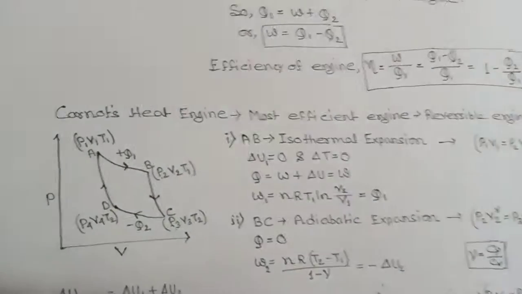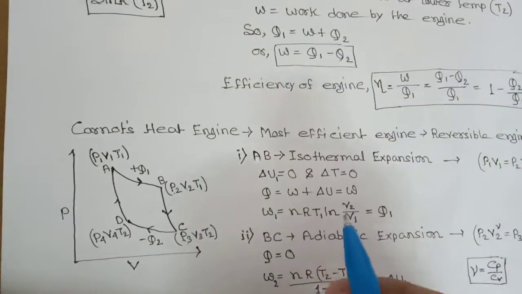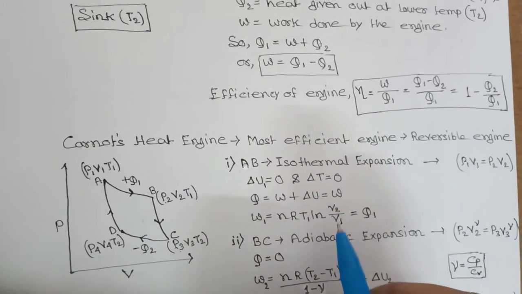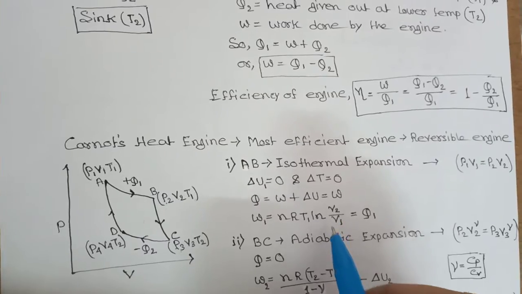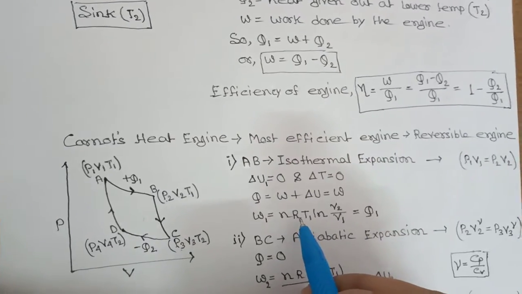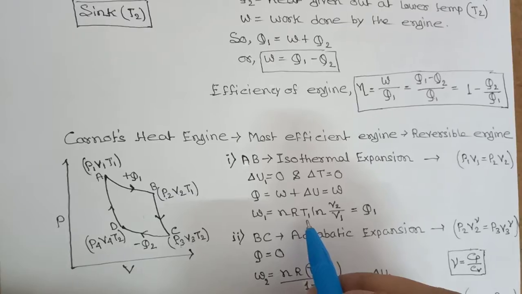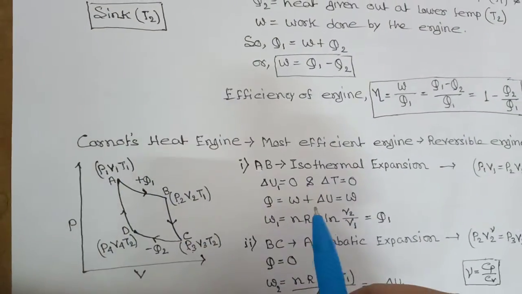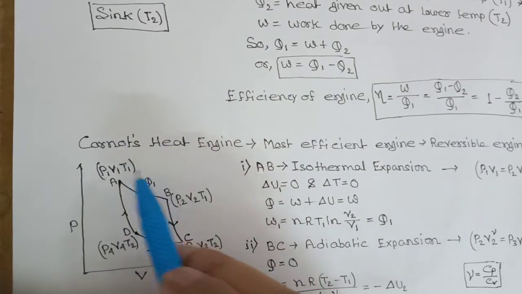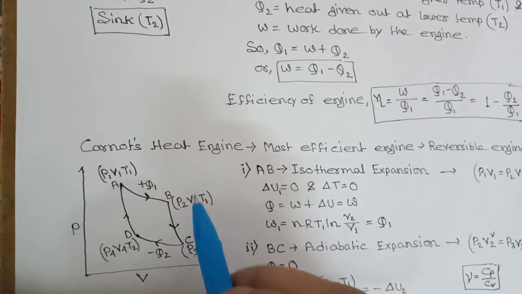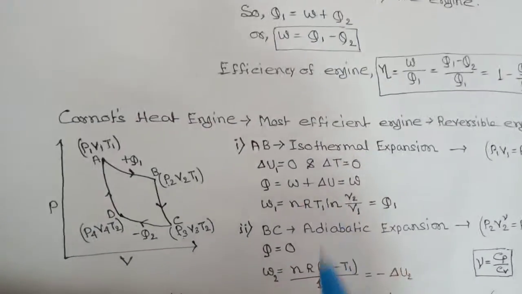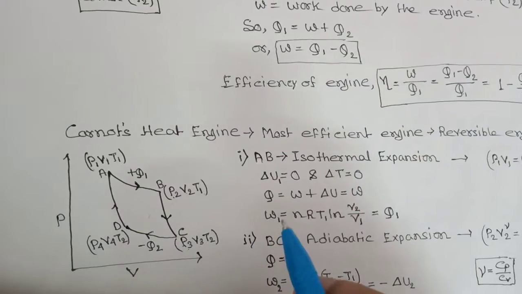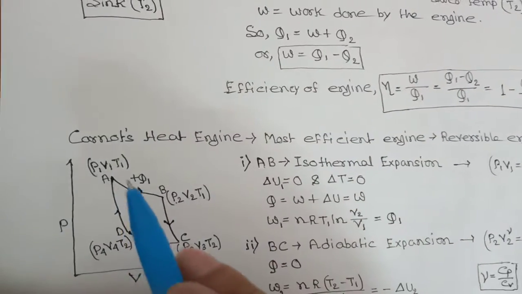Now the formula for work done in an isothermal process is nRT ln V2 by V1. V2 means final volume, V1 means initial volume, R is the universal gas constant, n is moles, and T is temperature. Temperature remains constant in this process, so it will be T1. So we can write W equal to Q, so W1 equal to Q1. W1 means the work done in process 1.